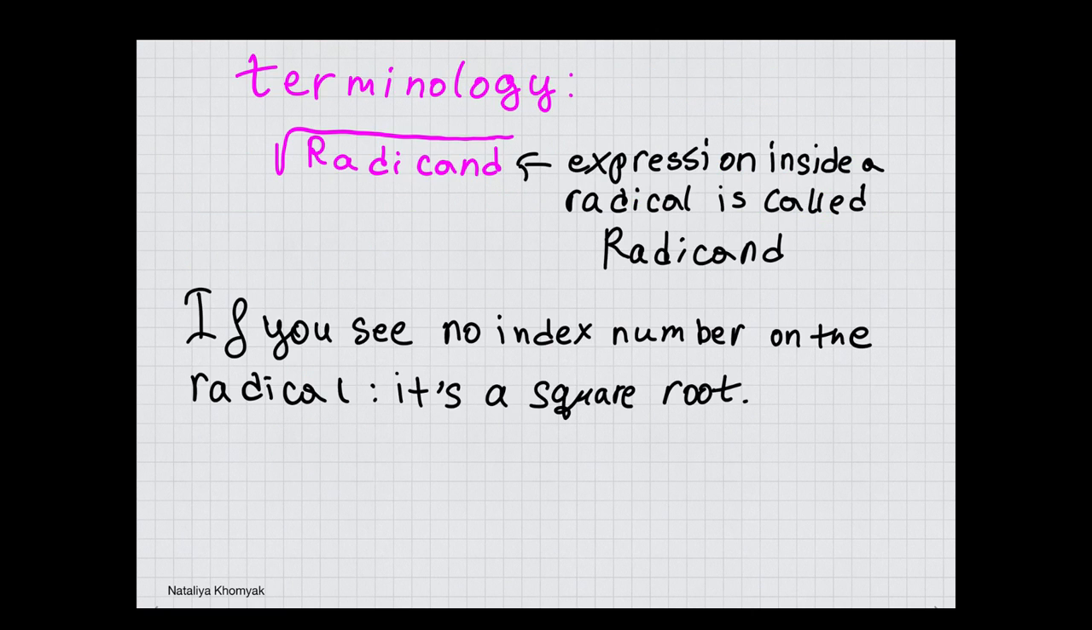Here's a review of terminology. Whatever is inside of the root, under the root symbol, is called the radicand. If you see no index on a radical, that's a square root. It cancels out with the second power.